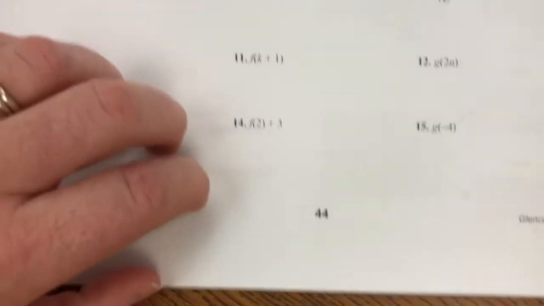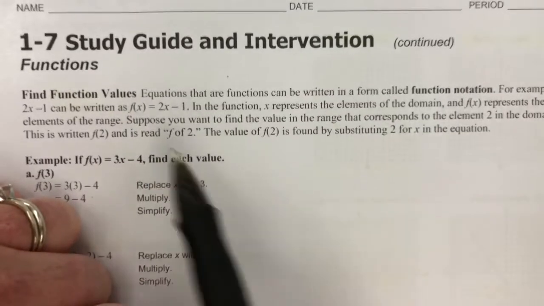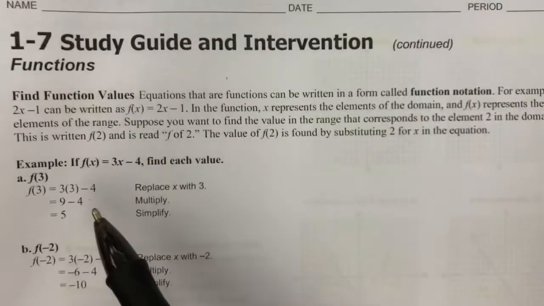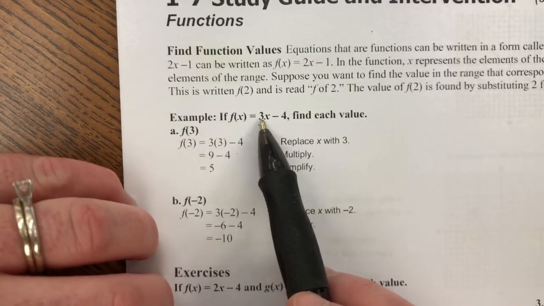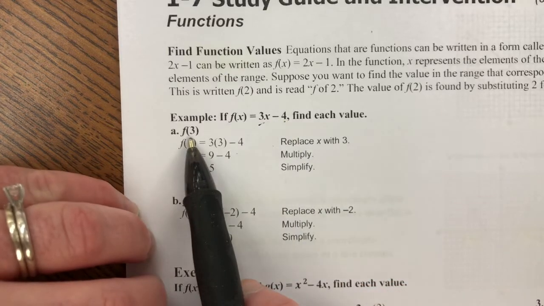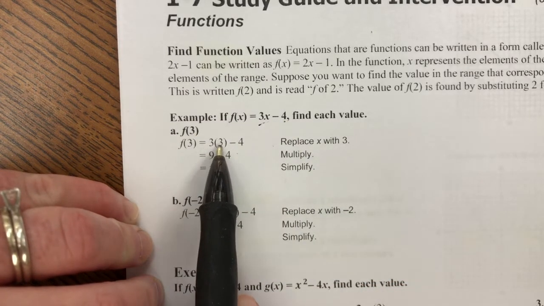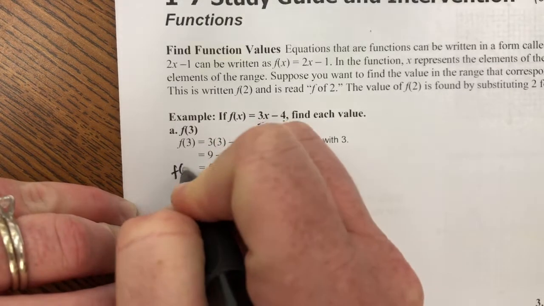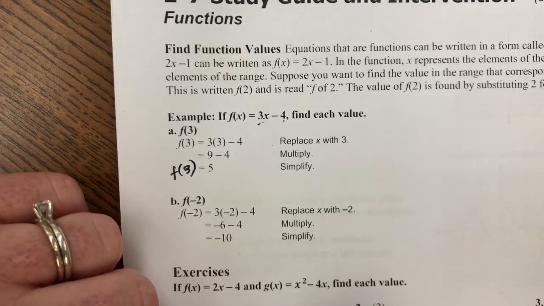Okay, and then on the back side of this, we have our function notation again. It tells you up at the top. I love these study guides because it re-teaches you the lesson. Function notation is when we write f of x. So here's some examples. f of x equals 3x minus 4. Find f of 3. So we literally just put a 3 in place of x. 3 times 3 minus 4. 9 minus 4 is 5. So we would say f of 3 equals 5. That would be our solution.